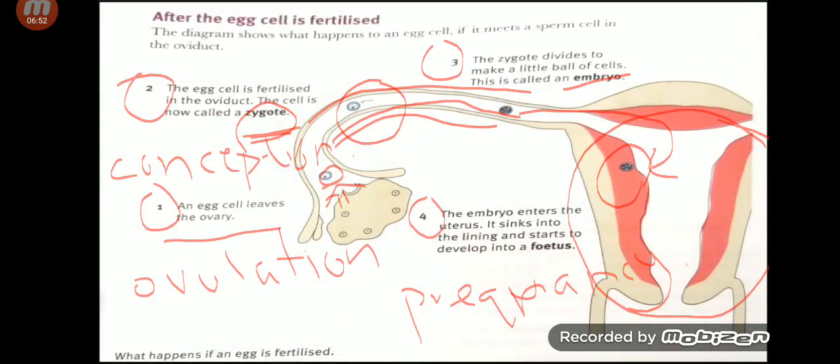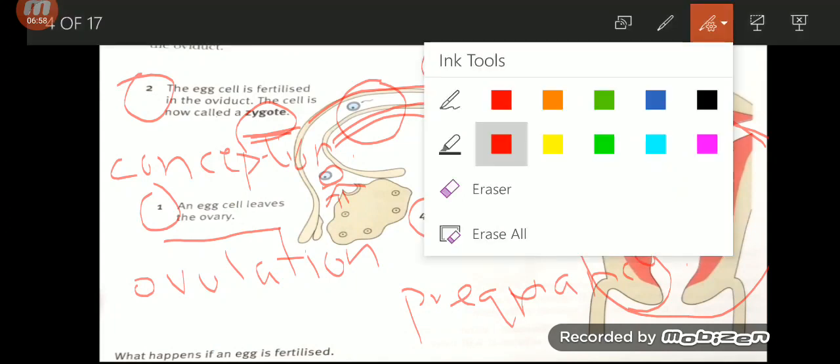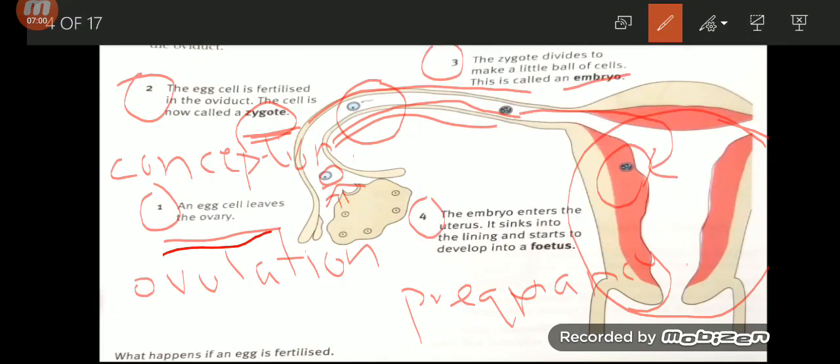And this diagram is showing you what happens if the cell is fertilized. So in this process, number 1, ovulation happens. The egg cell leaves the ovary. Okay, what is ovulation? One egg cell is released from the ovary each month. This process is called ovulation. And number 2, the egg cell is fertilized in the oviduct, because fertilization happens in the oviduct, and this cell is now called a zygote. At this point we call it conception, the moment at which the zygote is formed.